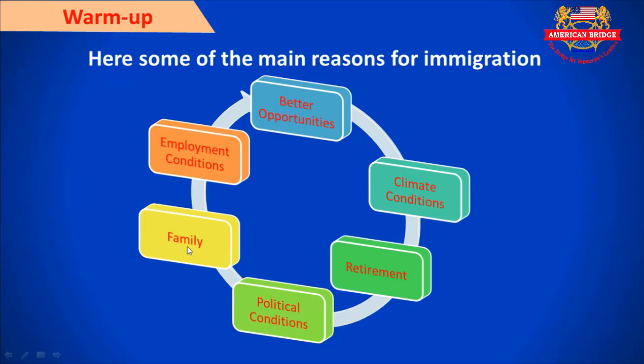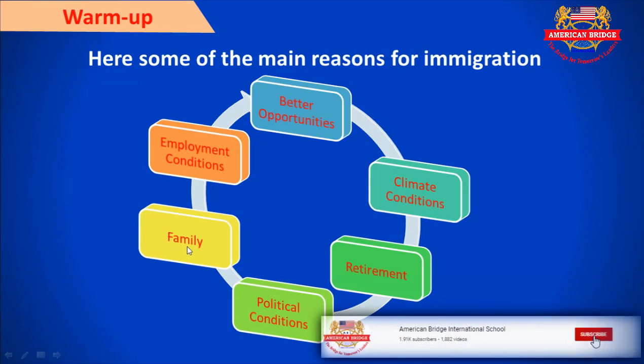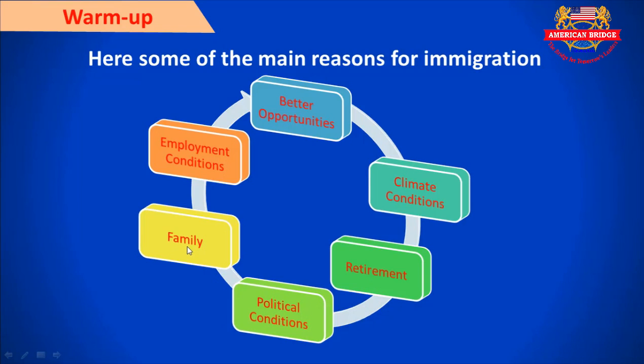This is another reason, like if you have a husband or wife, or your brother or sister, currently living abroad who asks you to live with them. For example, when you get married, you have to live with your wife or your husband, right? So this is a reason to immigrate to another country as well, and to find a very good place to live there. Next one is about employment conditions.